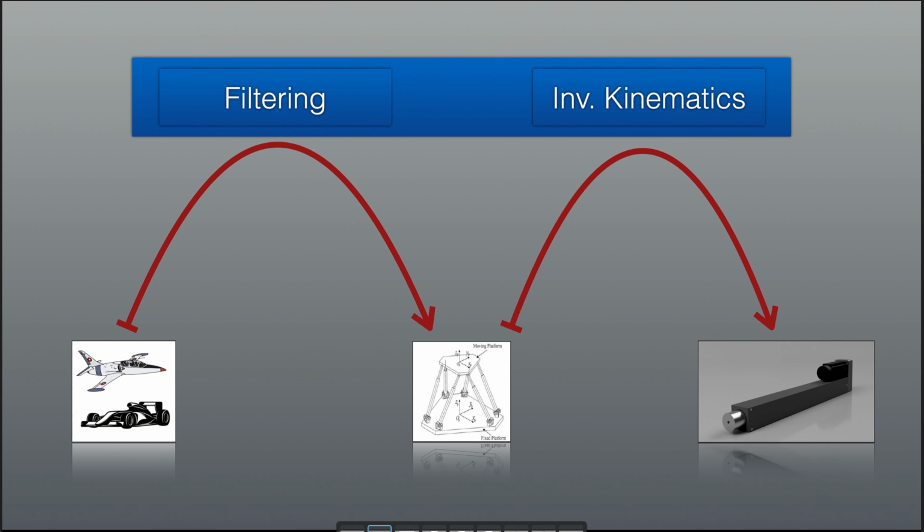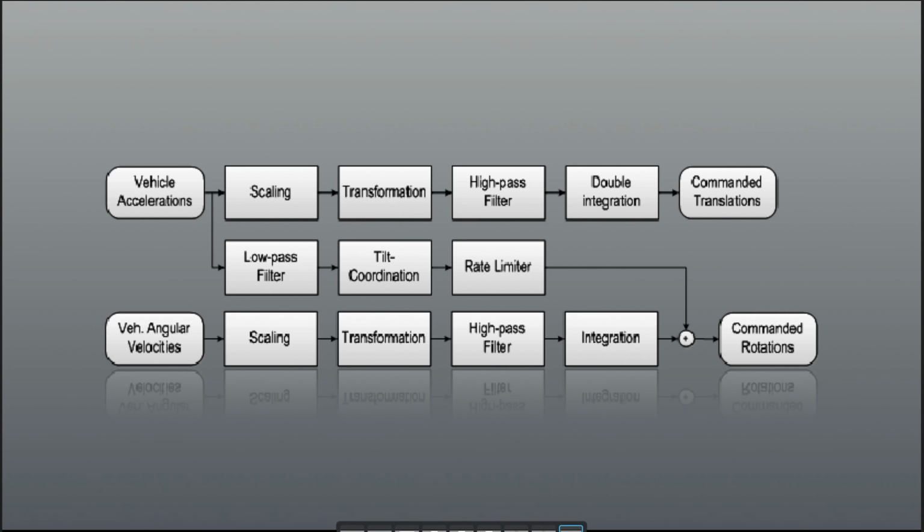In the last video, we talked about motion queuing as a two-step process. These are the two steps, and we're going to take a look at that first step, the filtering, that turns vehicle motion into platform motion. Well, if I just showed you this, you would hardly be able to do anything with it.